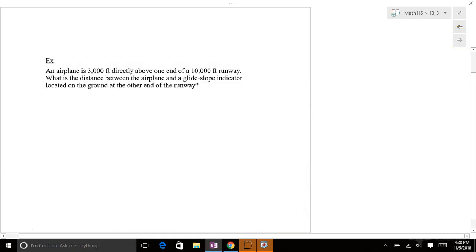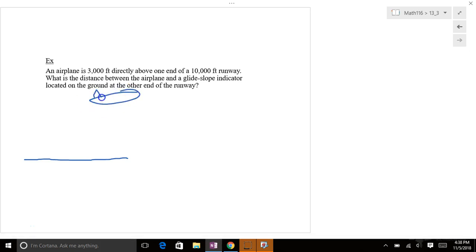An airplane is 3,000 feet directly above one end of a 10,000 foot runway. So we've got this runway. Here's your airplane. Boy, I don't even want to try to draw an airplane. I'm definitely no artist. There's the airplane, straight above one end of a runway. What's the distance between the airplane and a glide slope indicator? So here's your glide slope indicator, located on the ground at the other end of the runway.